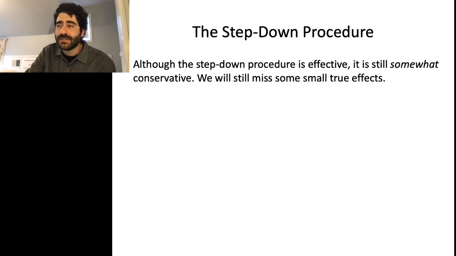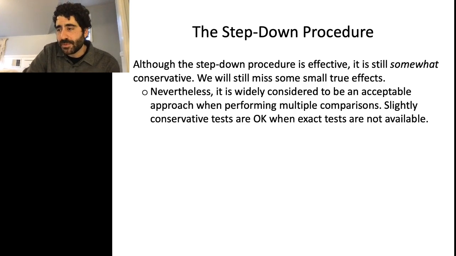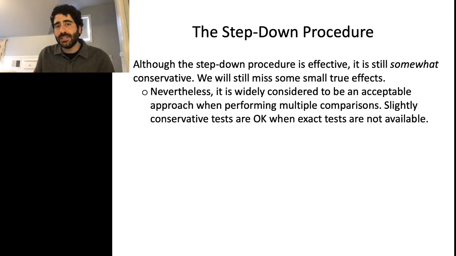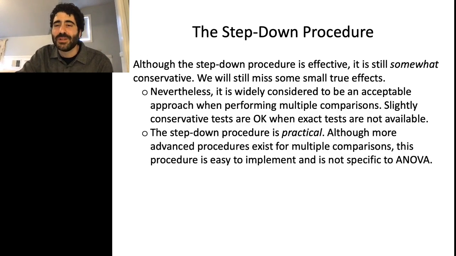So this is effective. It's still somewhat conservative, but this is at least one approach that people do use. It's somewhat conservative in the sense that this limits the overall family-wise error rate to probably a little bit less than 0.05, right? But that's okay. We'd rather be a little conservative on these tests. It's also practical. Like, this is one of the only multiple comparisons corrections you can actually do by hand. A lot of the other ones are really complicated that basically you need software to run for you.